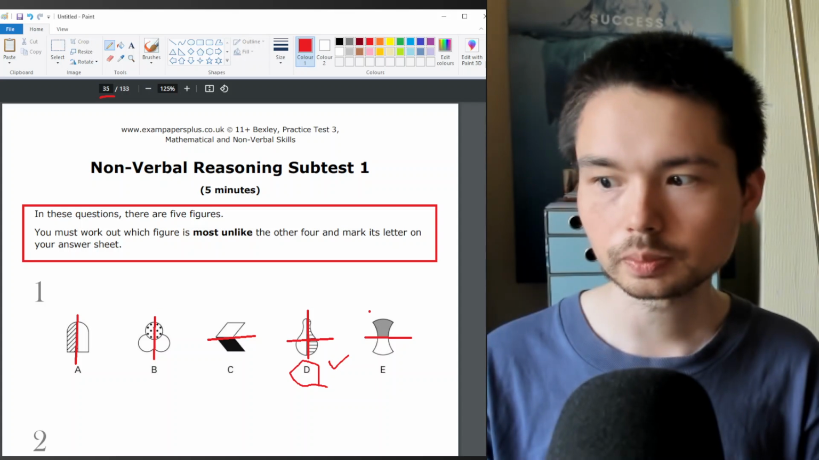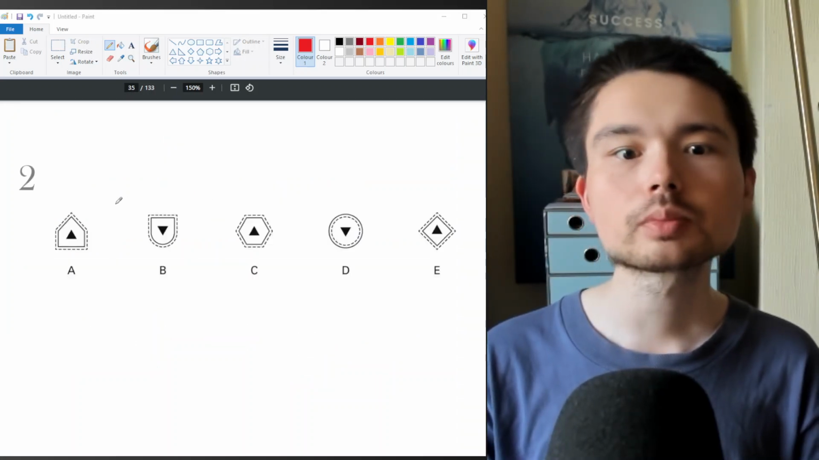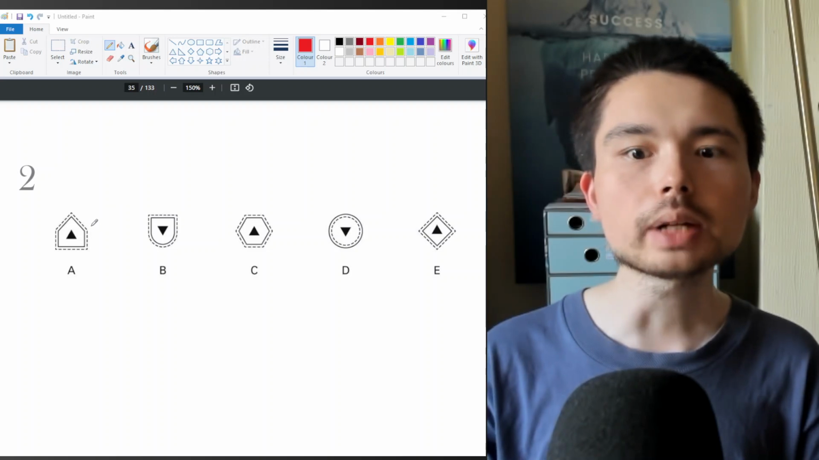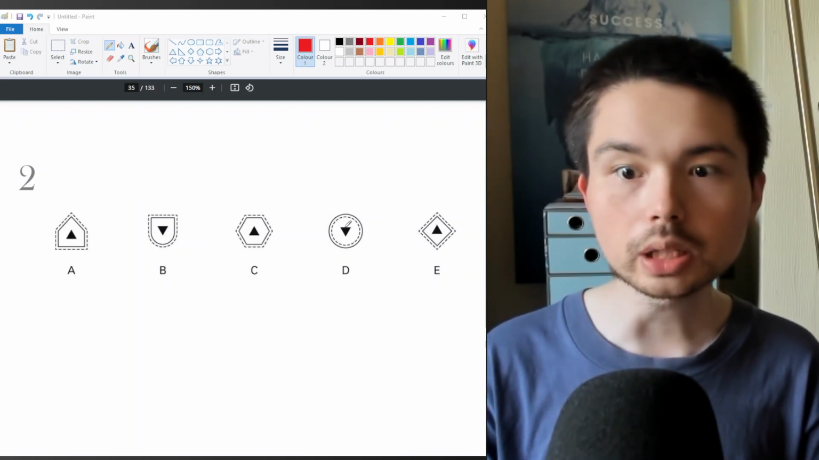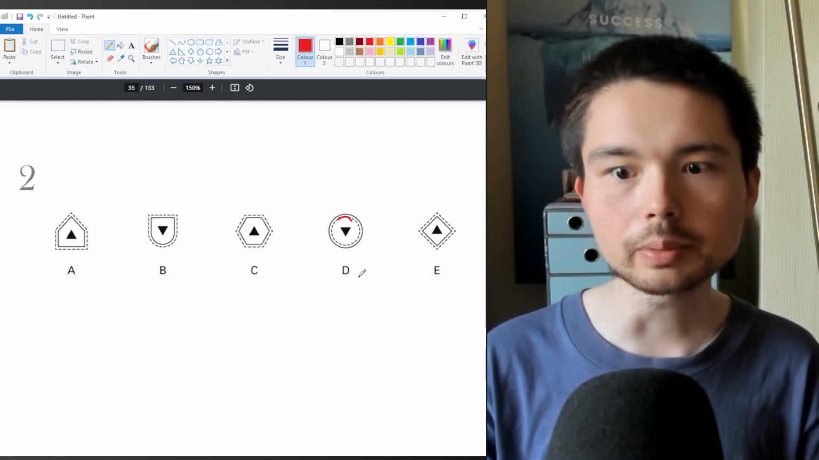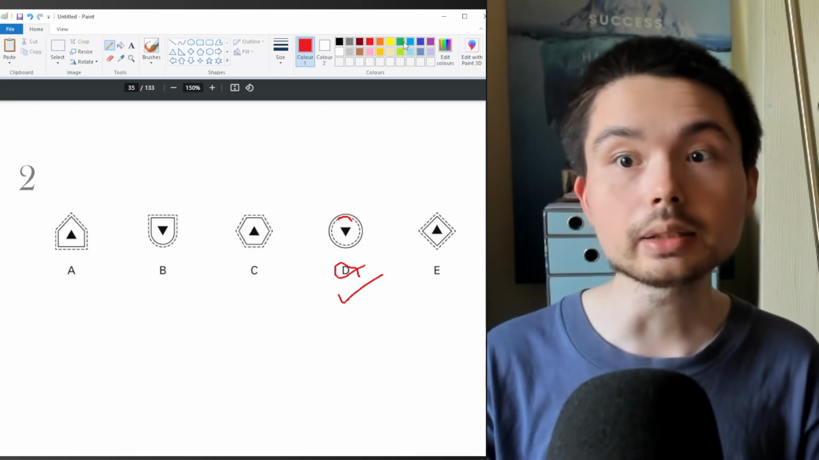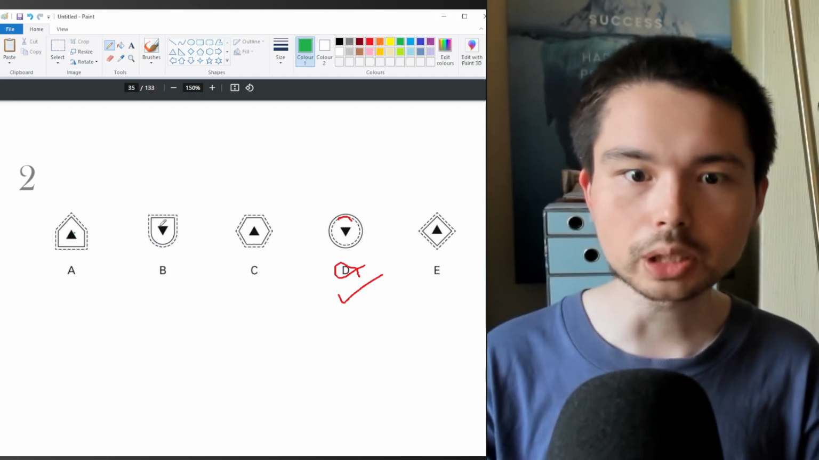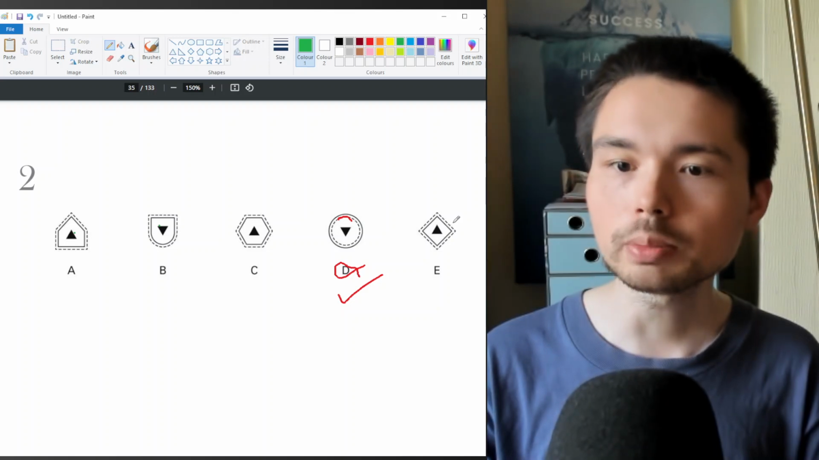Next. Question 2. We have lots of shapes and lots of outlines. Let's have a look. Outlined here, dotted. The dotted one is inside, and there we go. D is the answer. See how quick that was. Now, that might have been a bit lucky. What other features can we consider? Look at the triangle inside. Facing up, down, up. So they're all a bit different, so no.